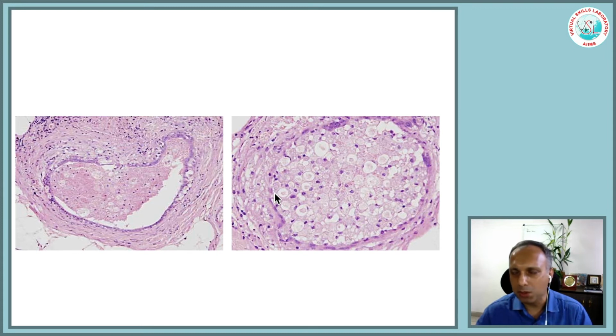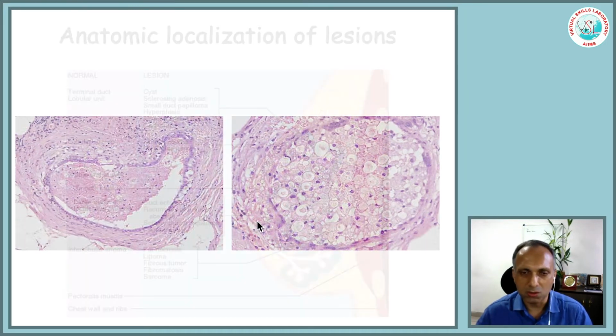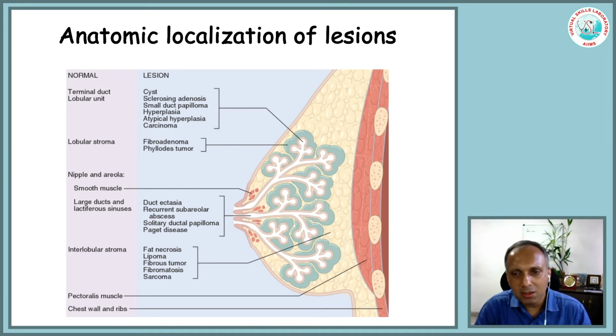Now this occurs predominantly because of the obstruction of the ducts, giving rise to distension of the ducts, and as this secretion accumulates, they rupture the ducts, elicit an inflammatory response which leads to fibrosis. Now, a very good way of looking at the various lesions which occur in the breast is this diagram from Robbins. It has been appearing in all editions of Robbins so far, except they have modified it in the 10th edition.